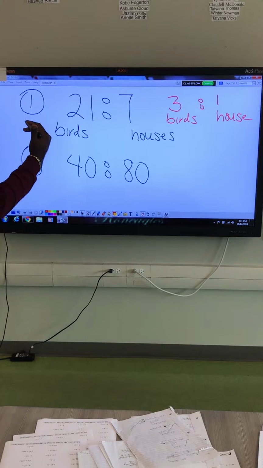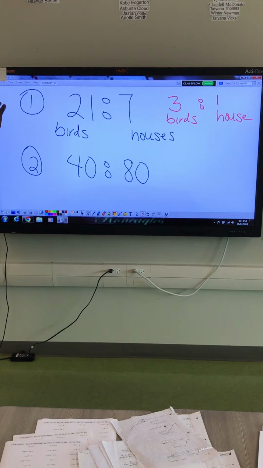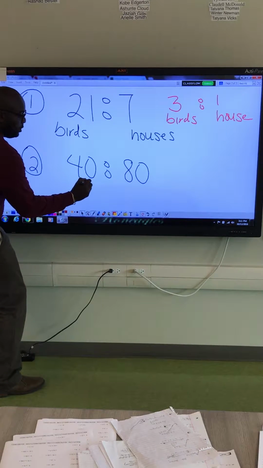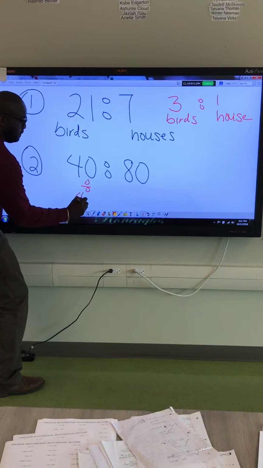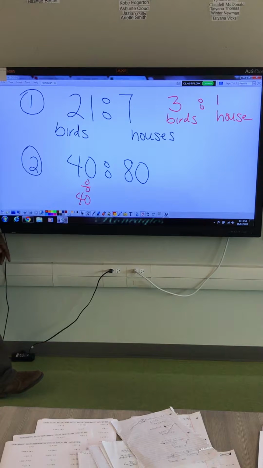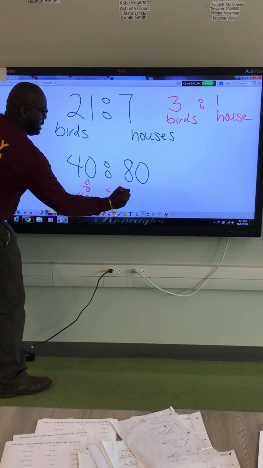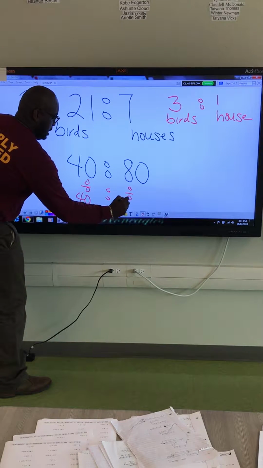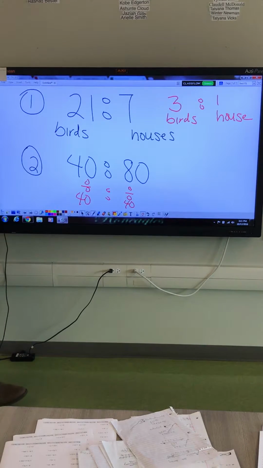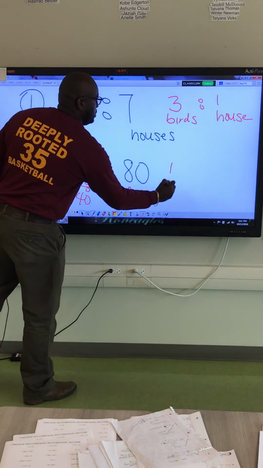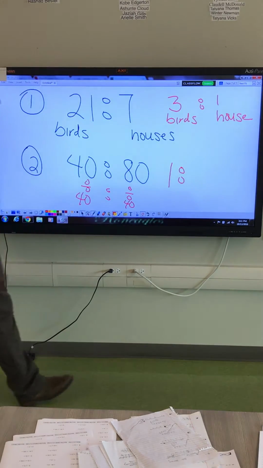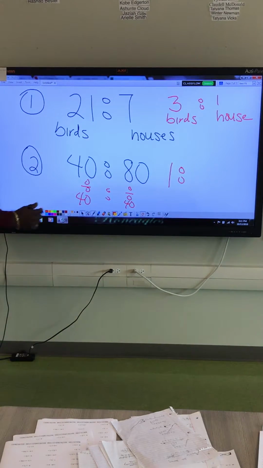So to save time, because time is key, you want to divide by the biggest number you can. So we're going to divide them both by 40. 40 divided by 40 is 1. 80 divided by 40 is 2.